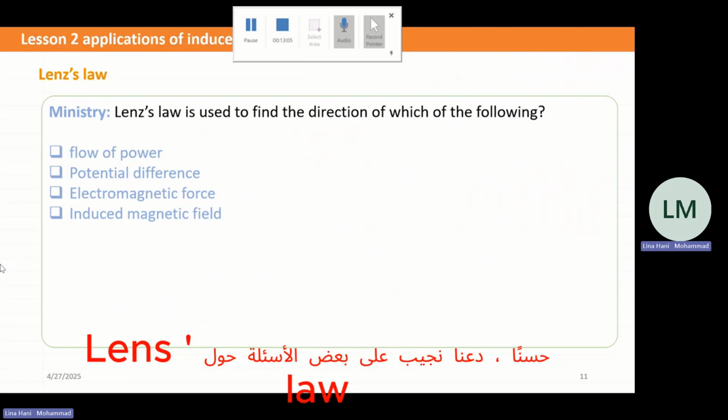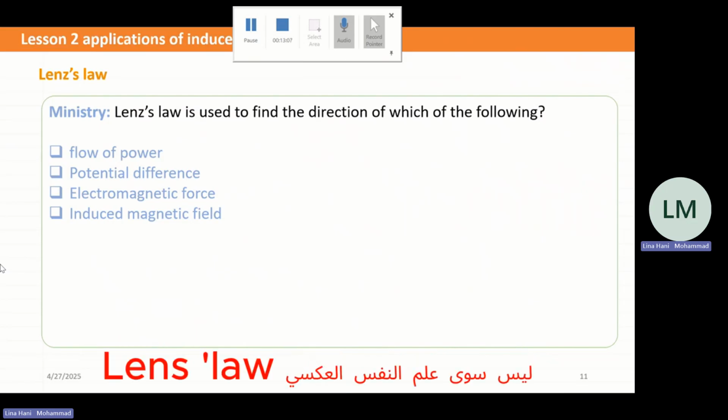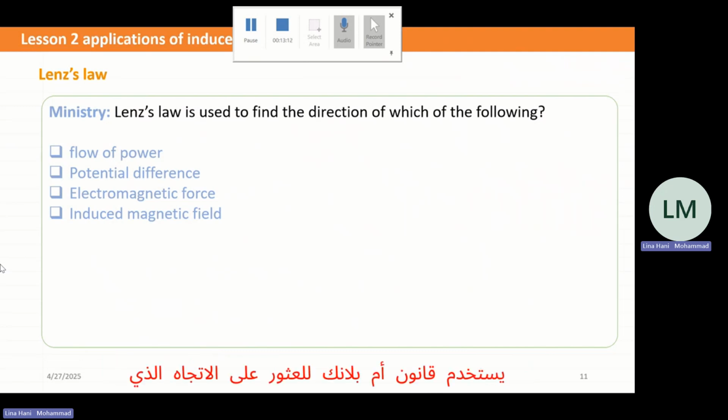All right, let's answer some questions about Lenz's law. Remember, Lenz's law is nothing other than reverse psychology. Lenz's law is used to find the direction of which of the following: the flow of power, potential difference, electromagnetic force, or the induced magnetic field? Well, that's to find the direction of the induced magnetic field. It's either the same direction as the original one, or in the opposite direction of the original one, as well as the direction of the induced current.